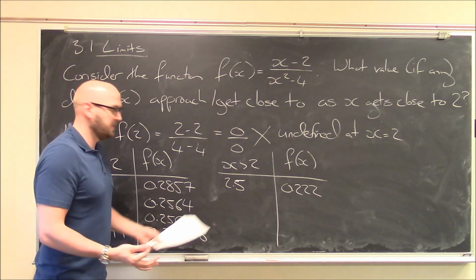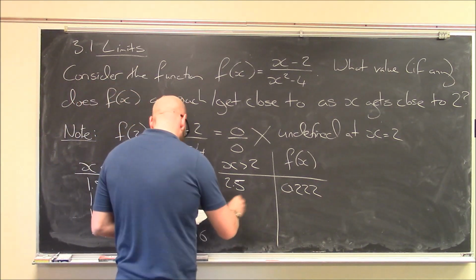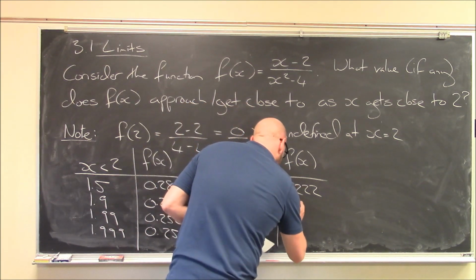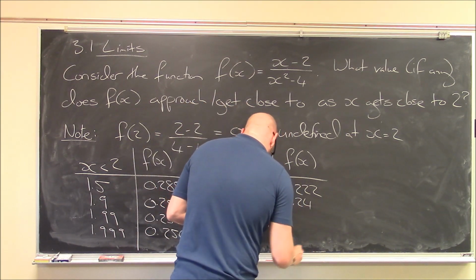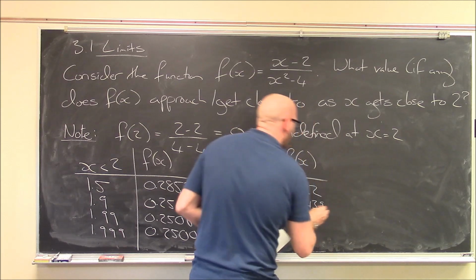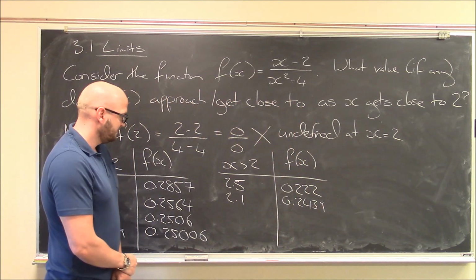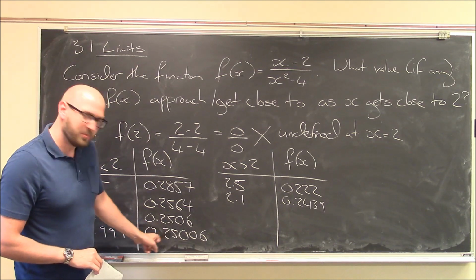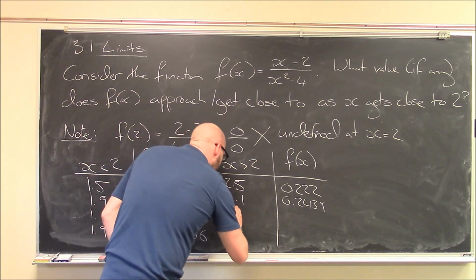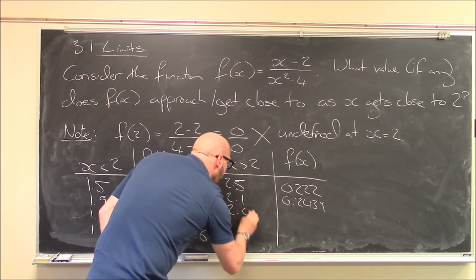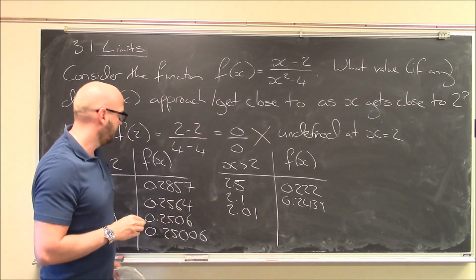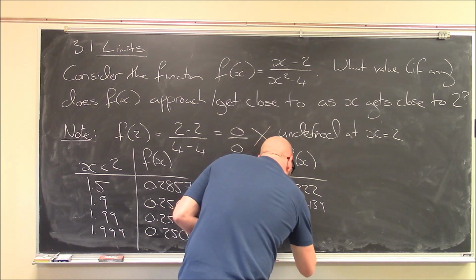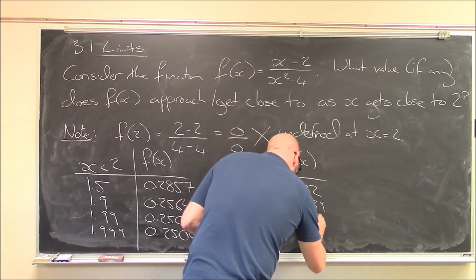Alright, 2.5 was close to 2, but we could do better, right? How about we go 2.1? Do that, you get 0.2439. Certainly looks like it's doing what I would expect. You're approaching 0.25, but let's try and verify this. Let's get even closer. 2.01. Plug that in, you get 0.2494.